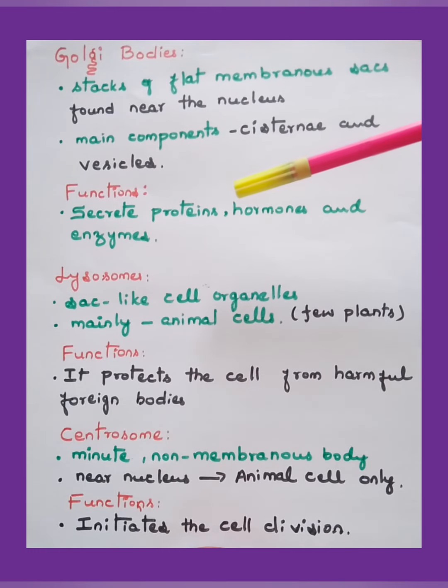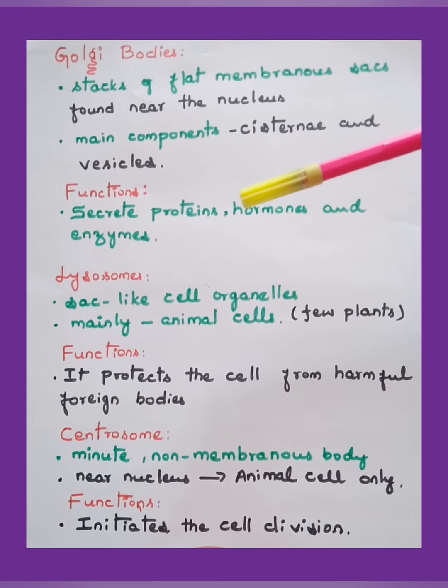The functions of Golgi bodies are to secrete proteins, hormones, chemicals and enzymes for the cell. These are called secretory cell organelles. These Golgi bodies are called secretory cell organelles.